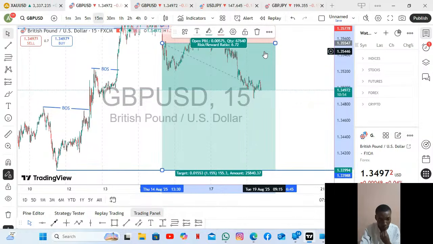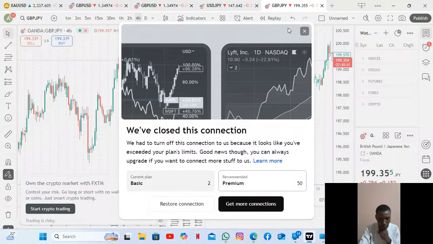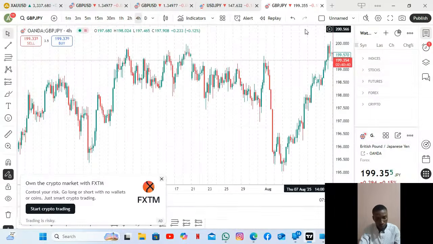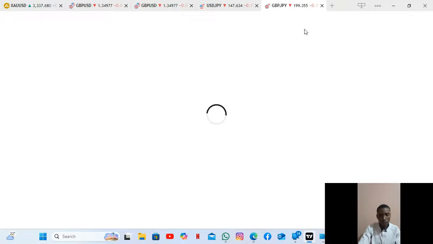But for those of you that have joined since last week, it is time to book profit. It is time to set your trade to break even. Like I said, I wouldn't want us to be wasting too much time. Let's look at our GBP JPY. What do we have?